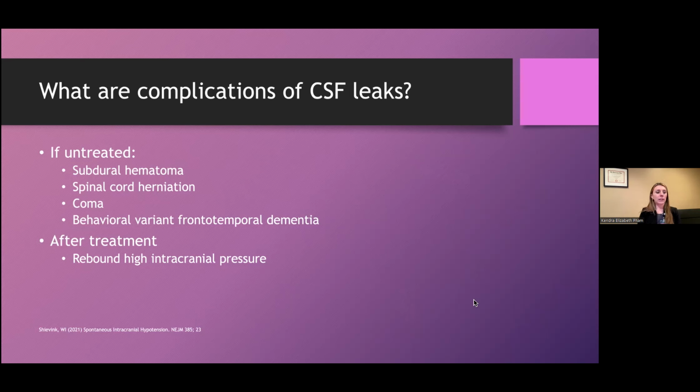Even if this leak is caught and treated right away with the blood patch, you also can have a complication of treatment, which is rebound high intracranial pressure. So instead of low pressure, now you have high pressure. And this can be quite challenging to treat as well. And we worry about this because when there's sustained high pressure, this can affect your vision in a negative way. And so this can be kind of a complex disorder to treat because of the complications that you can get from either not treating it or from treating it as well.